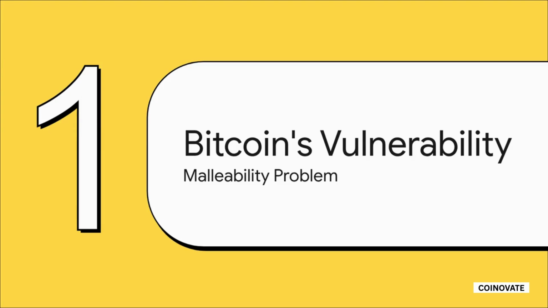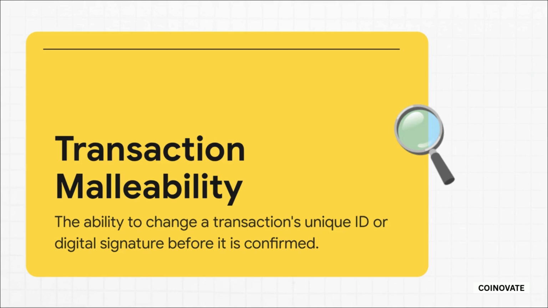Okay, let's start with that ticking time bomb at the heart of early Bitcoin, and that is the problem of what's called transaction malleability. To really get why SegWit was so important, we first have to wrap our heads around this core weakness. So, transaction malleability. It's a bit of a mouthful, right? But the idea behind it is actually pretty simple.